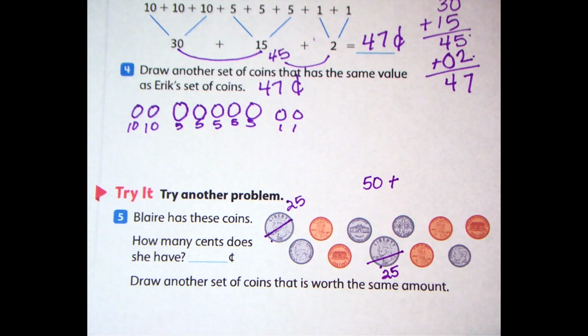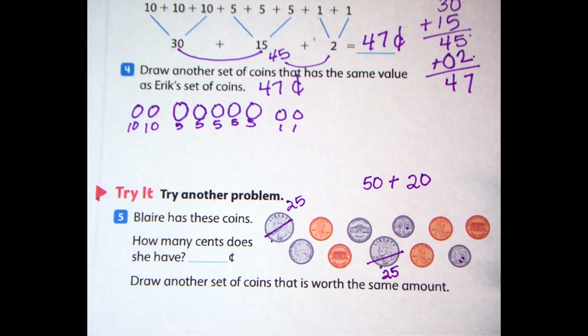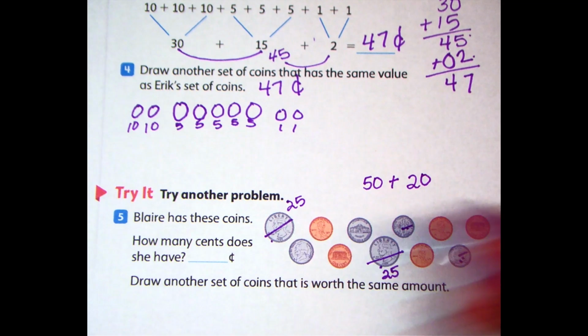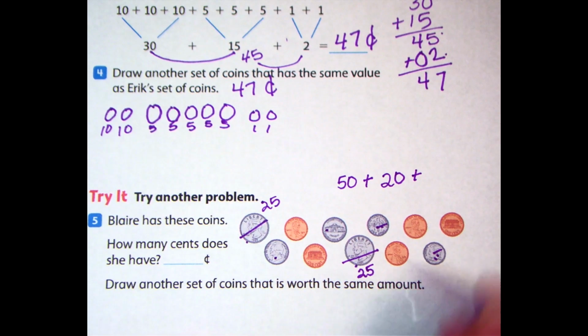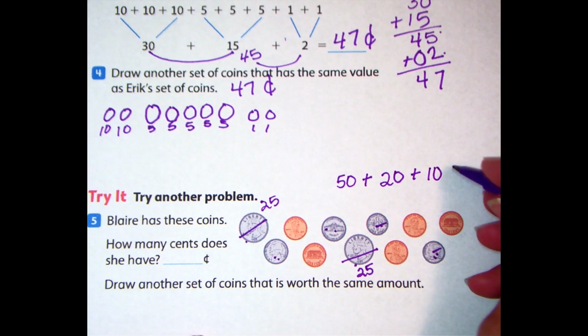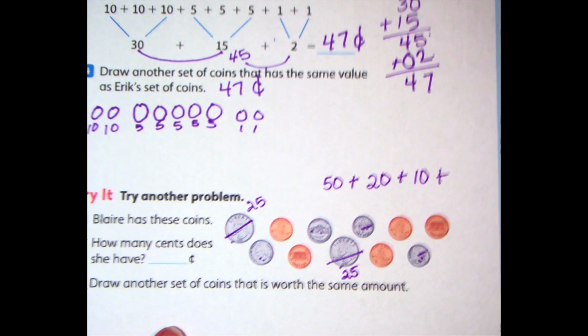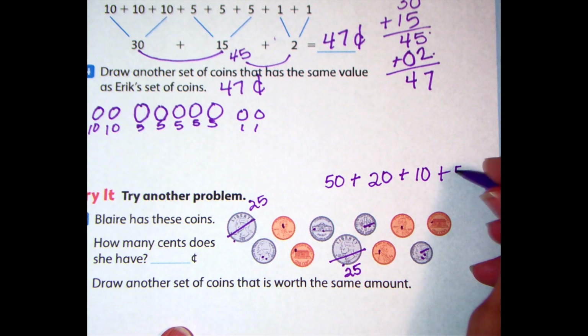Okay, so I got my 2 quarters. Next, I'm going to find my dimes. So I have 1, 2 dimes. So that's 10, 20. So I'm going to put 20. Those are my dimes. Next, I'm going to find my nickels. I'm going to add my nickels to that. So I have 1, 2 nickels. So that's 5, 10. And finally, my pennies. 1, 2, 3, 4, 5 pennies.